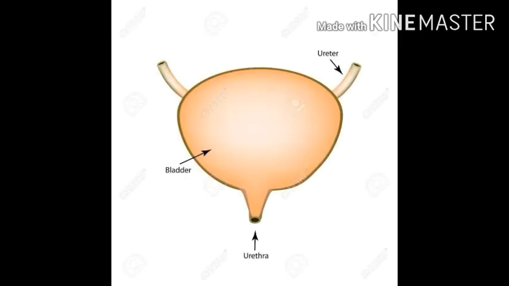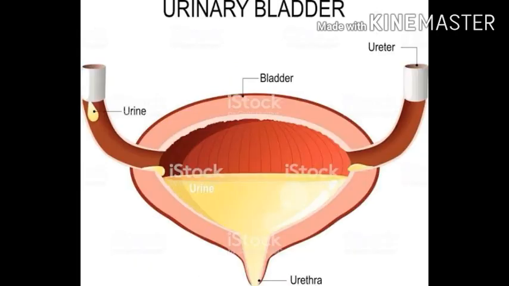The urinary bladder is a hollow muscular organ situated in the lower abdomen. The urine formed in the kidneys is temporarily stored in the urinary bladder. When the bladder is full, the urine is passed out through the urethra. In a healthy adult, the bladder can accommodate up to 400 to 600 ml of urine.